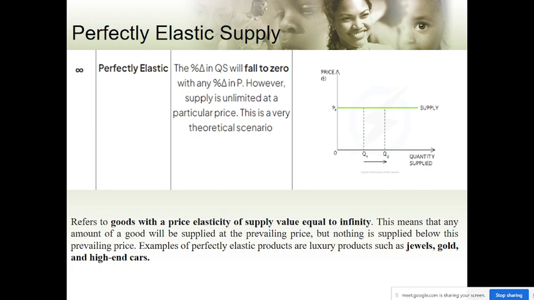The other one is perfectly elastic. It refers to a good with a price elasticity of supply equal to infinity. This means that any amount of the good will be supplied at the prevailing price, but nothing is supplied below this prevailing price. Examples of perfectly elastic products are luxury products such as jewelry, gold, and high-end cars. Okay.